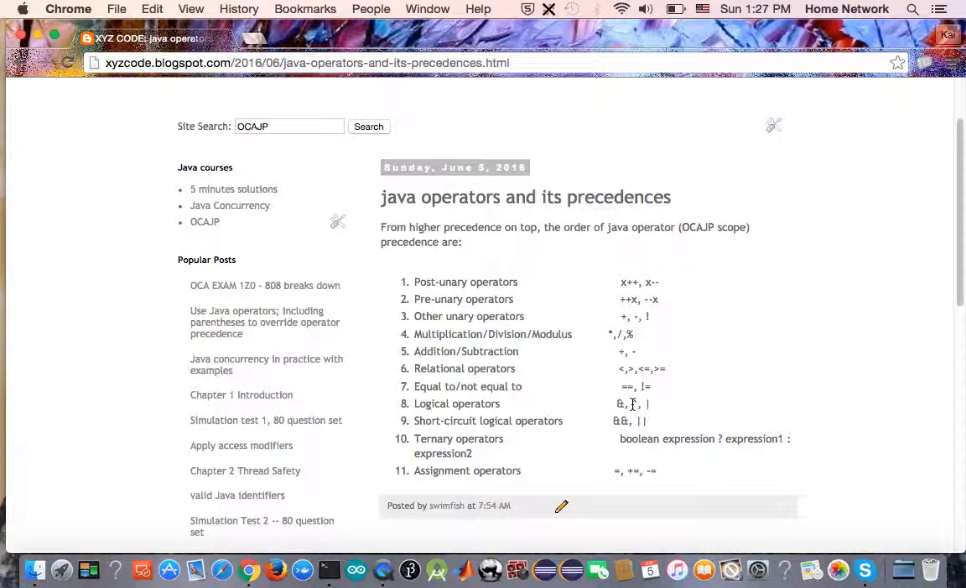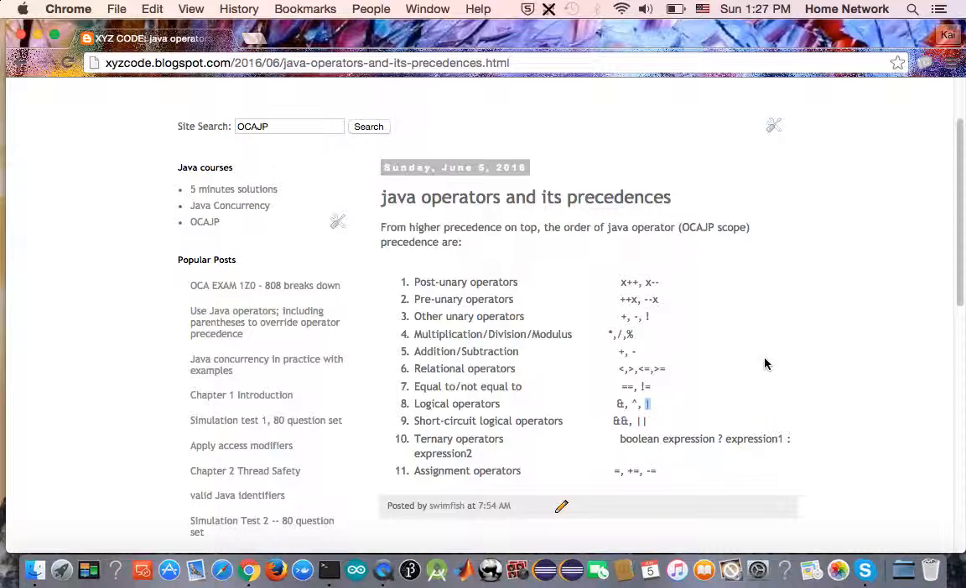Next one is XOR. True XOR false is true. True XOR true is false. False XOR true is true. False XOR false is false. Here, if the two sides are different, we get true. If the two sides are the same, we get false.